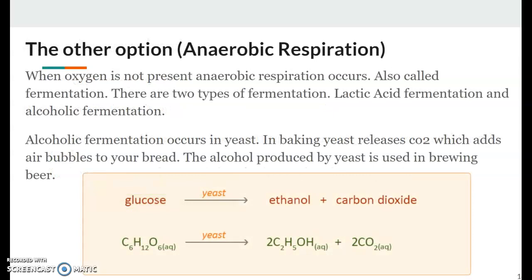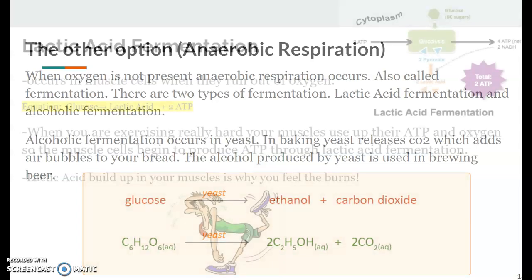The other options are anaerobic respiration. So if oxygen is not present, then we're going to go through fermentation. There are two types of fermentation, lactic acid fermentation and alcoholic fermentation. Alcoholic fermentation occurs in yeast. So when you're baking, yeast releases CO2, which adds air bubbles to your bread, which is what actually causes your bread to rise, right? And the alcohol produced by yeast is used in making beer. So thank you, yeast.